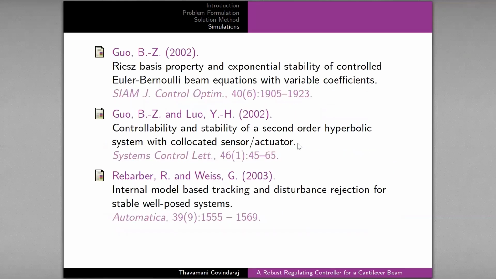Here we have added the main references that we use to solve our results.